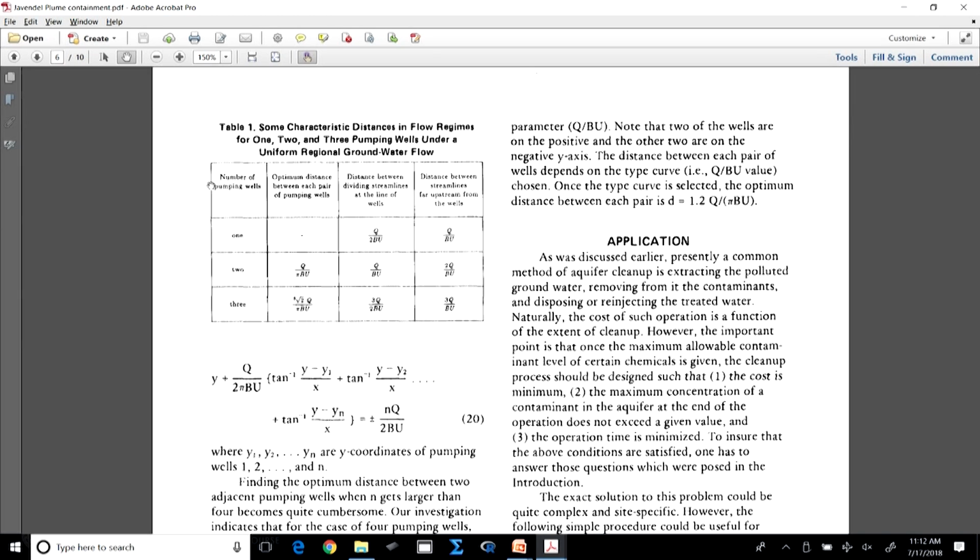And what do we have here? We have the number of pumping wells: 1, 2, 3 and n number. We have the optimum distance between each pair of pumping wells, the distance between dividing streamlines at the line of the wells, or the center line, and the distance between streamlines far upstream from the wells. So, let us try to understand this in our context.